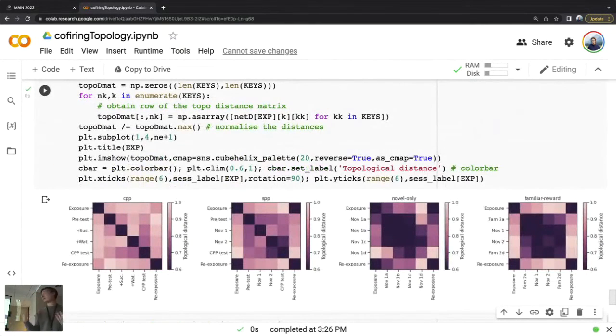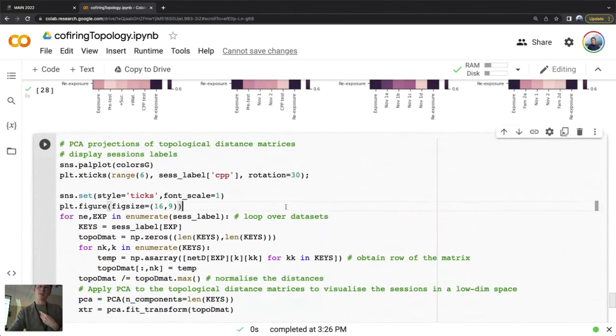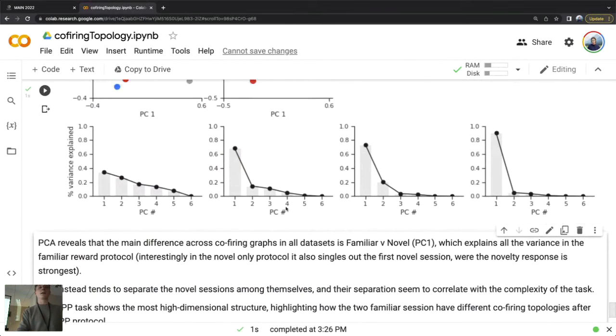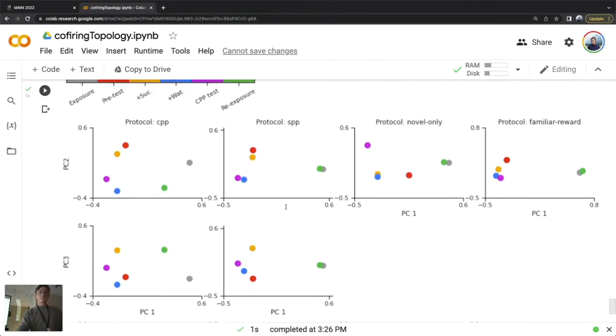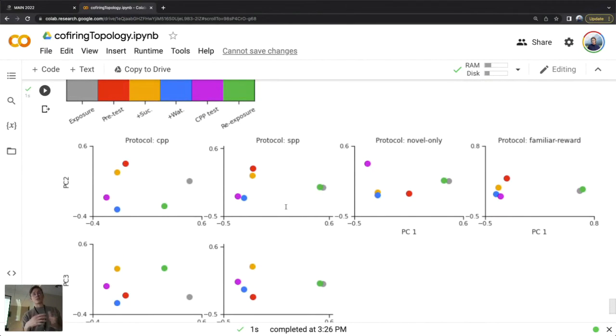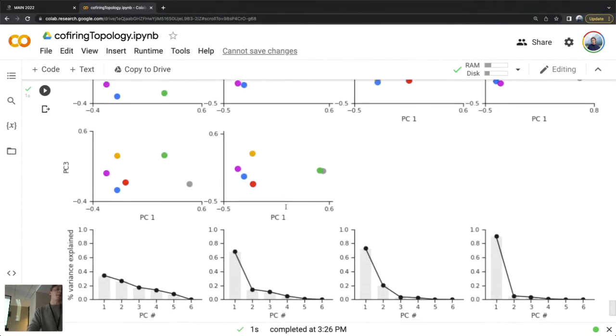So one example of the topological matrix that I was talking about before basically summarizes the similarity of the cofiring patterns across the day for the different sessions, okay? And basically when we then use PCA to have a look at what they look like, here we obtain some 2D representation where the colors are representing the sessions.